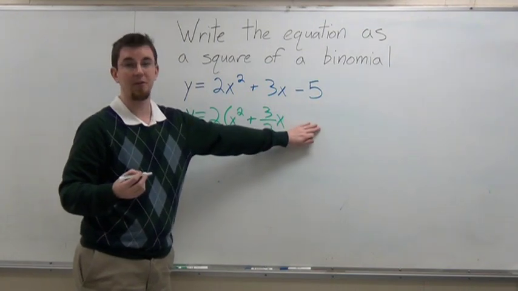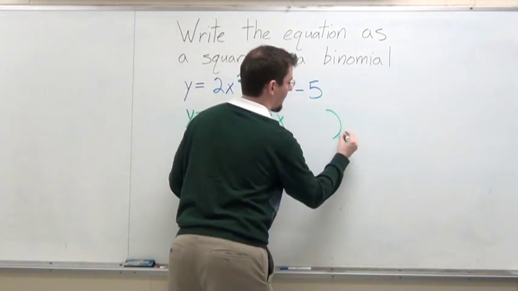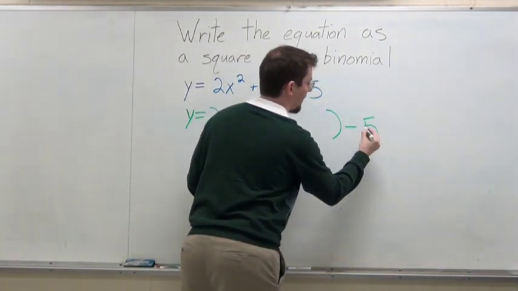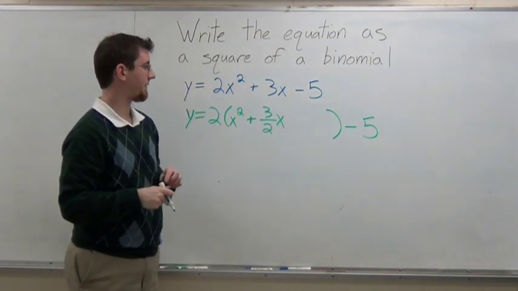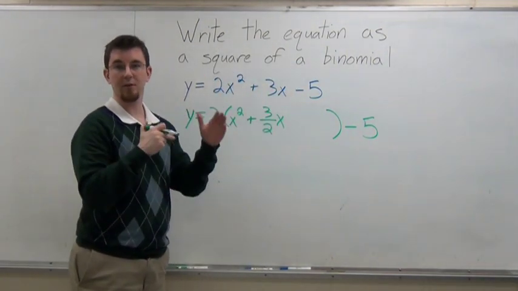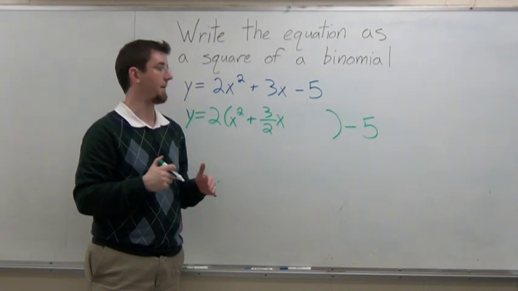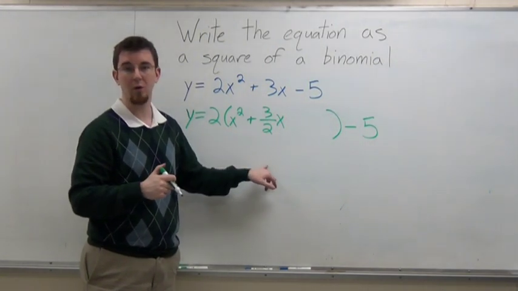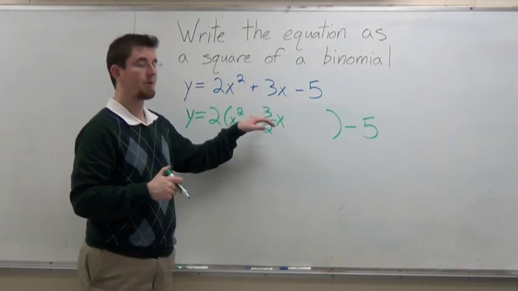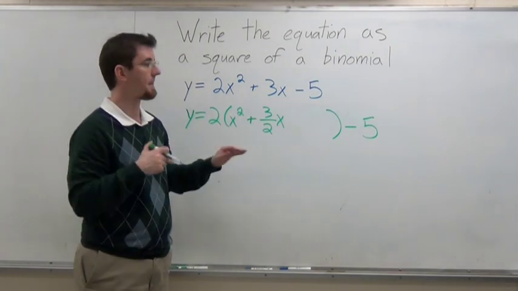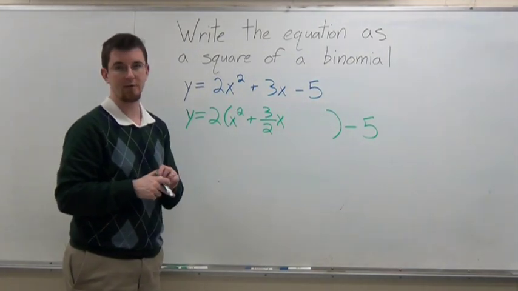I'm still going to leave my space, and I'm still going to subtract 5. Now, everything with the completing the square process is the same. I still divide my middle term by 2, square it. That middle term divided by 2 is what I use in my binomial. Everything's the same, we just have a fraction.